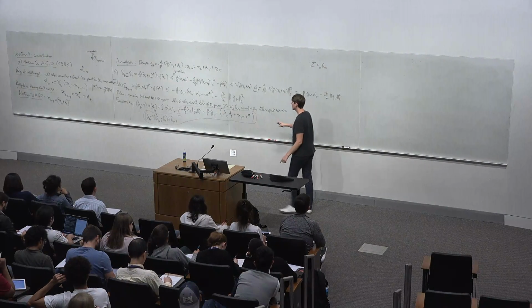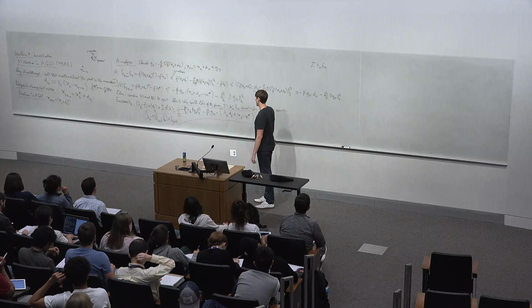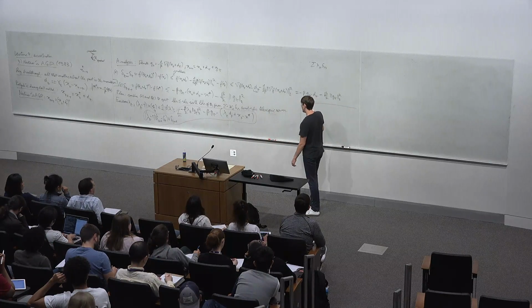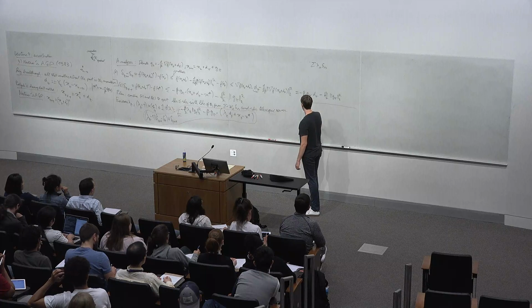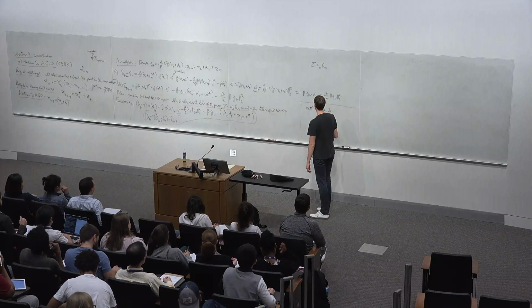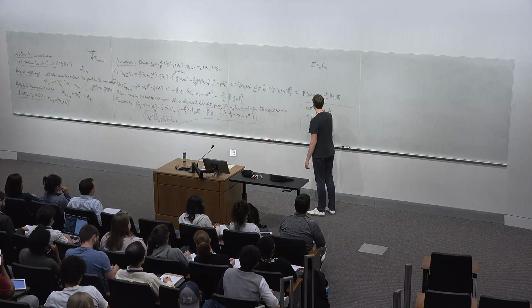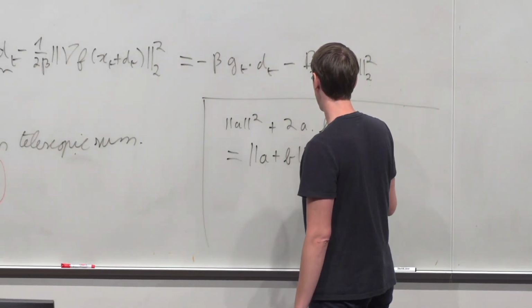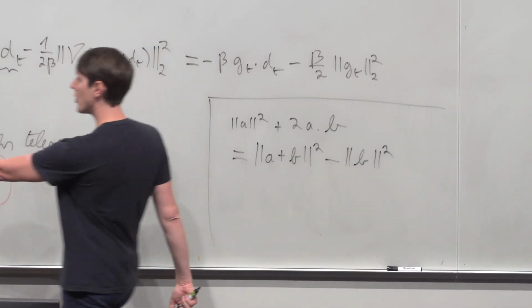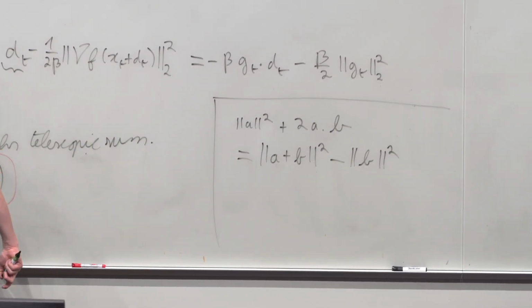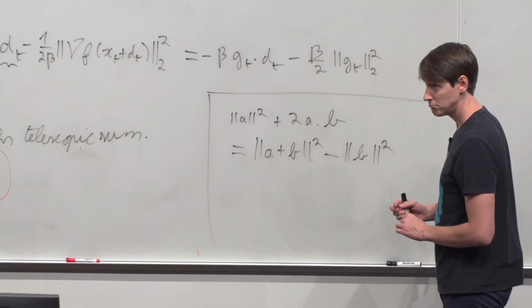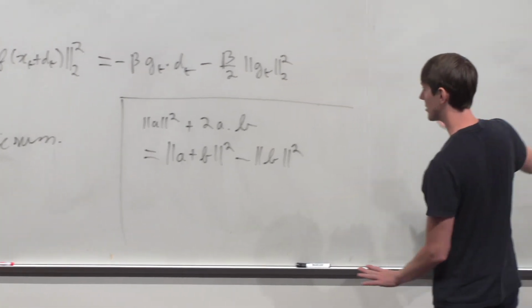All right, so how am I going to get a telescopic sum over there? I'm going to use, again, my favorite identity, which is what in this case? I have some norm of A squared plus 2A dot B. So what is this in terms of something telescoping? It's the norm of A plus B squared minus the norm of B squared. Right? I have some norm squared plus some A times B. So I'm going to write it like that. Okay? It's not rocket science.